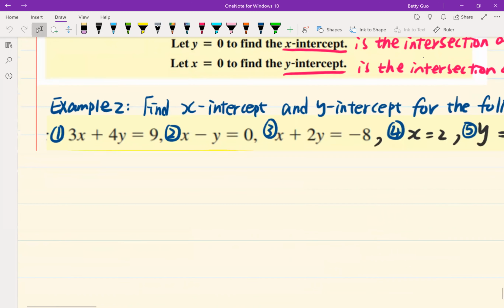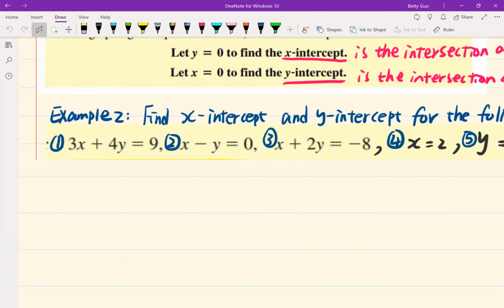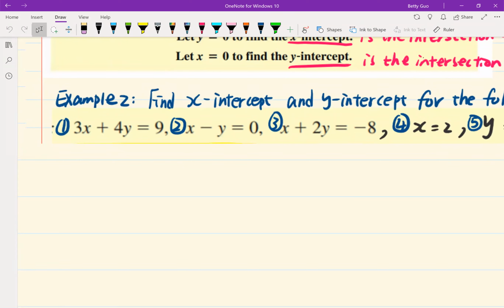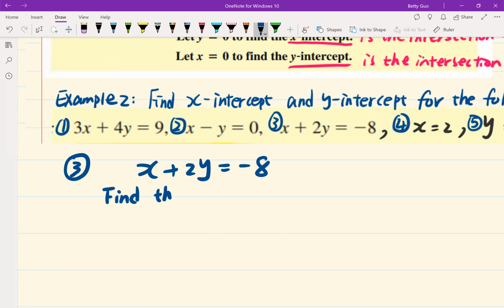So let's see, how do we find x-intercept and y-intercept for a given straight line? We are going to take number 3 as example to explain the process. x plus 2y equals -8. We are going to find the x-intercept and the y-intercept for this straight line. It's a linear equation in two variables. This is how we do that. Let me write the solution.